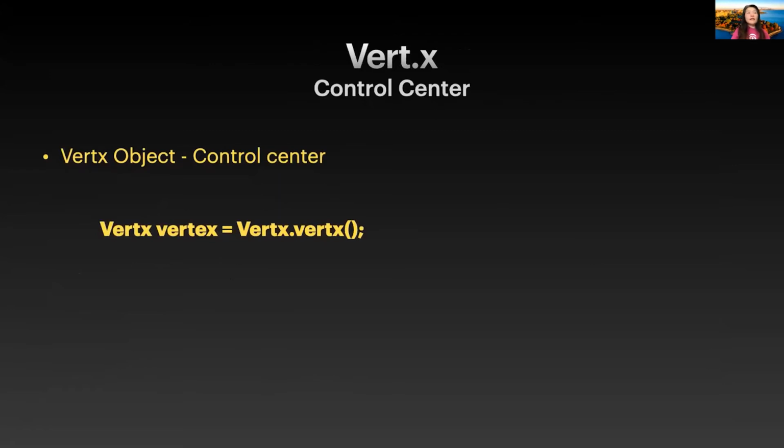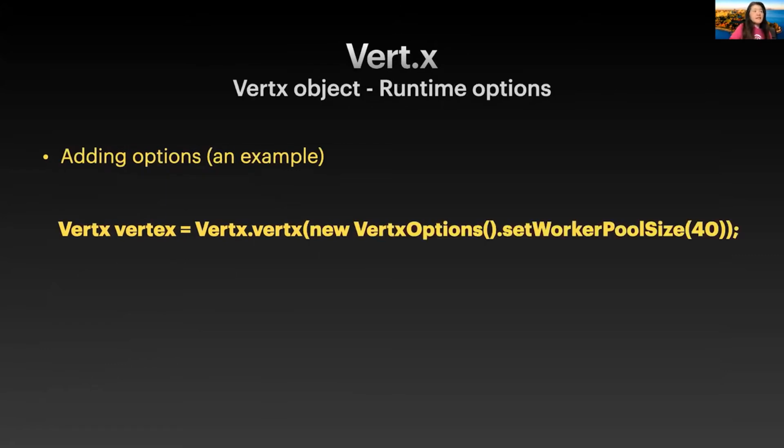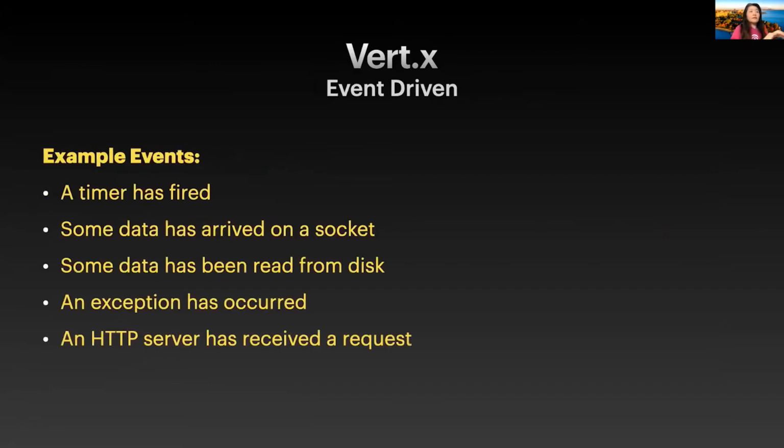And in Vert.x too, the very basic part of it, and that's why I like it, is that it's simple. All you need to do in your runtime is essentially just start up the Vertx object, the control center, by doing a Vertx.vertx, and we'll have some examples too. So this is runtime options. How you do it is to add an option. You instantiate your VertxOptions and then do a set, in this case setting a worker pool size of 40. You can also have other options as well. You can find out from the documentation.